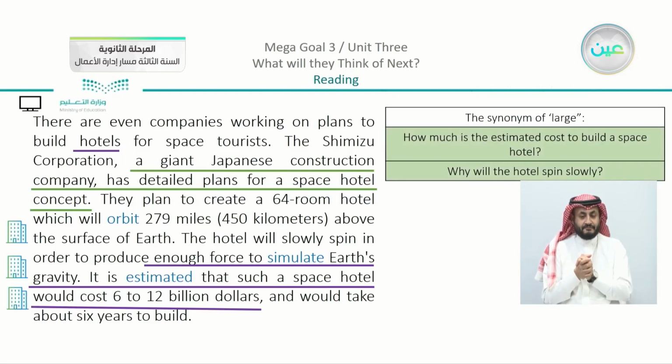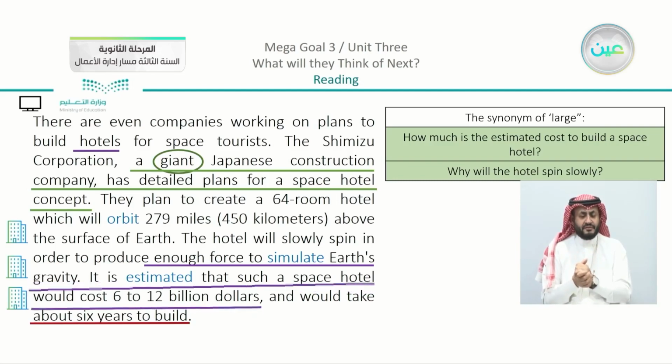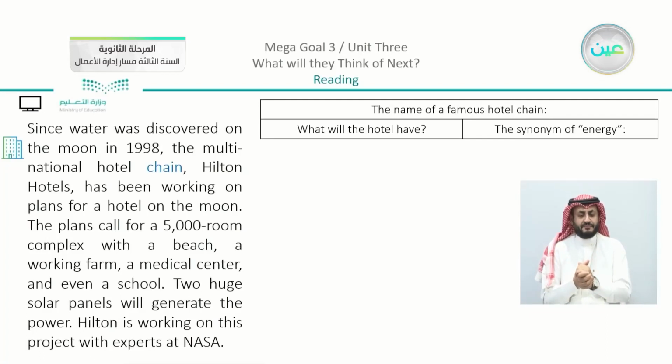Now, how much is the estimated cost to build a space hotel? We can see that the estimated cost is going to be mentioned; you can just scan and see it. We have here about 6 years to build. And also the second part, why will the hotel spin slowly? We have here the hotel will spin slowly to simulate gravity, as we mentioned before.